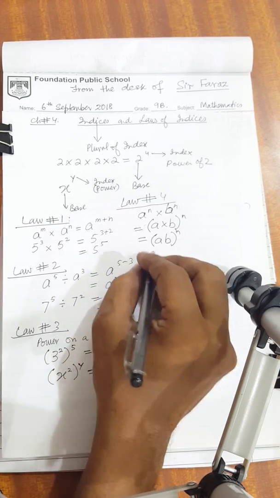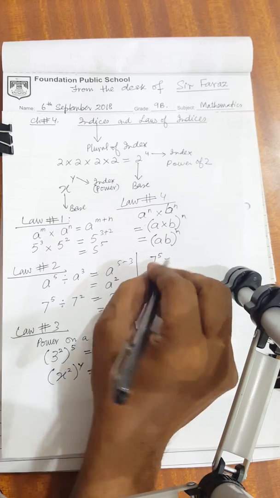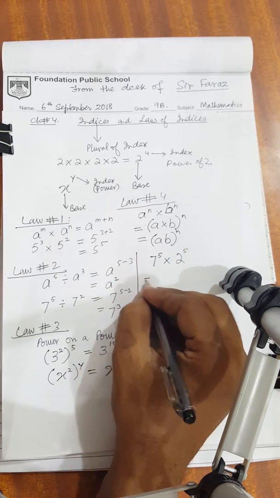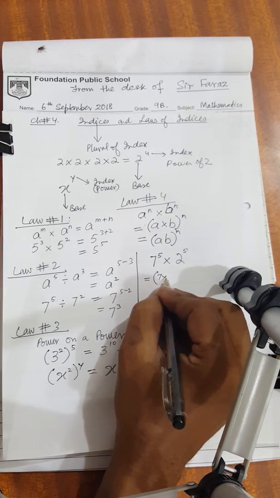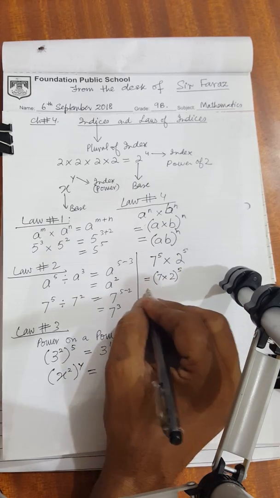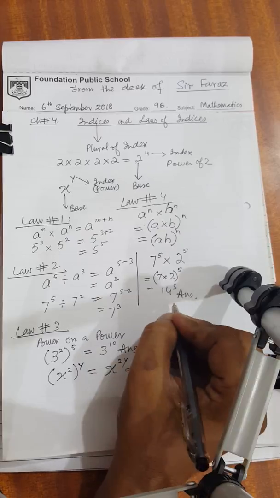Right? Consider another example. 7 to the power 5 multiplied by 2 raised to the power 5. Now both the powers are 5, but the bases 7 and 2 are different. So what will I do? I multiply 7 and 2 and I'll take out the power as common. 7 2s are 14. 14 raised to the power 5 is the result of this.